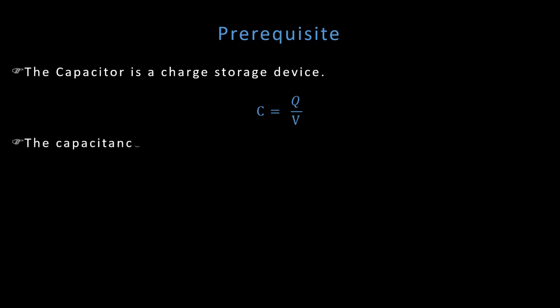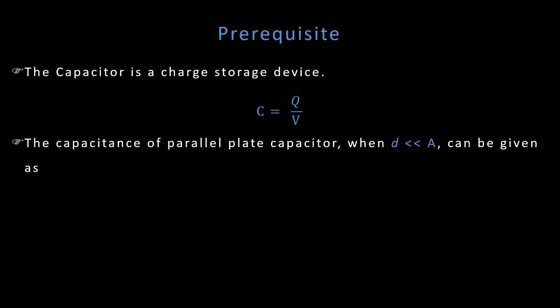We should also know that capacitance of a parallel plate capacitor having distance between two plates D and area of the plates A can be given as C is equal to epsilon 0 A by D, with the assumption that D, the distance between the two plates, is very less as compared to the area of the plates.